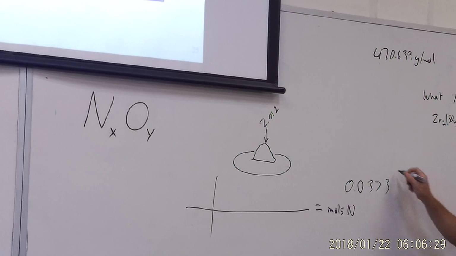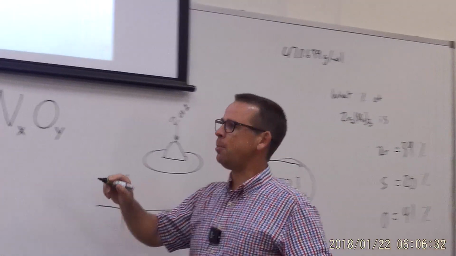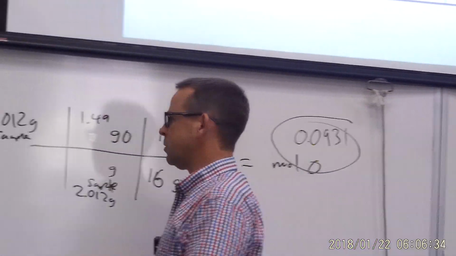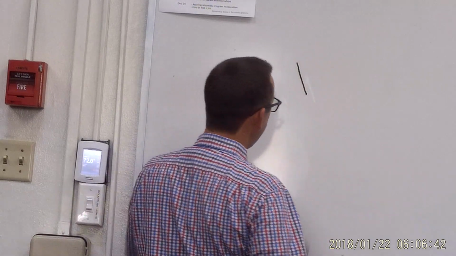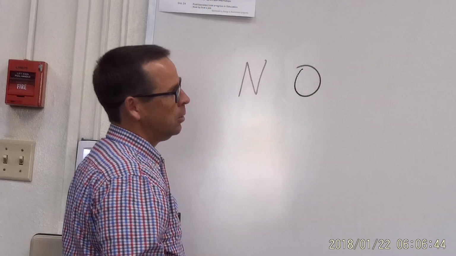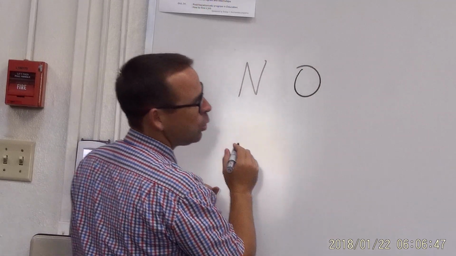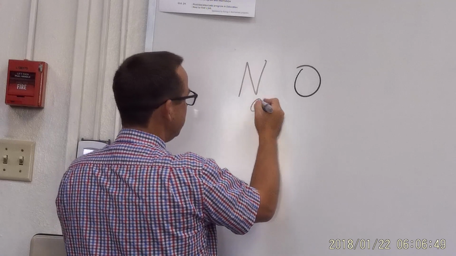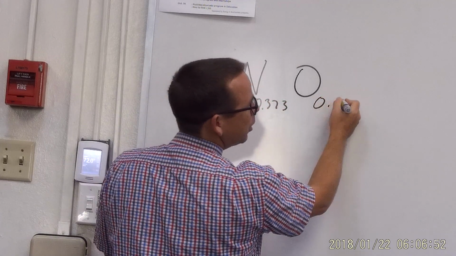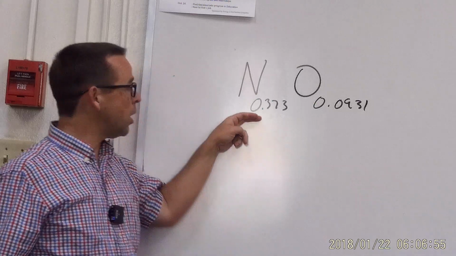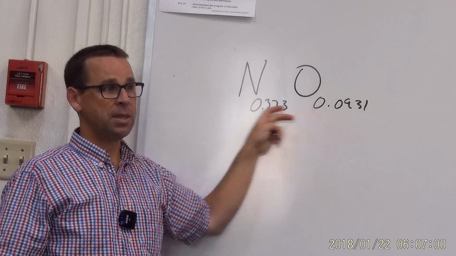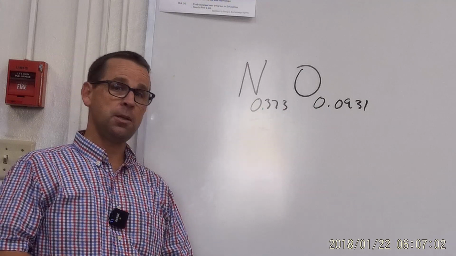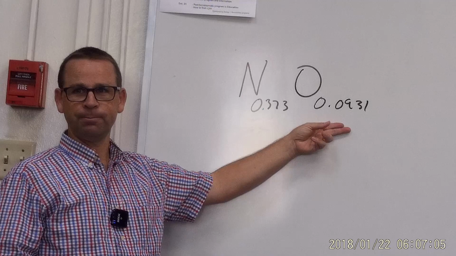All right, so hopefully we're all in a place where we can identify how many moles of nitrogen and moles of oxygen. Once we have the moles of nitrogen, 0.0373, and 0.0931, this is a molar ratio, right? It's not a whole number yet, but this is the molar ratio. So this is the empirical formula almost, right?